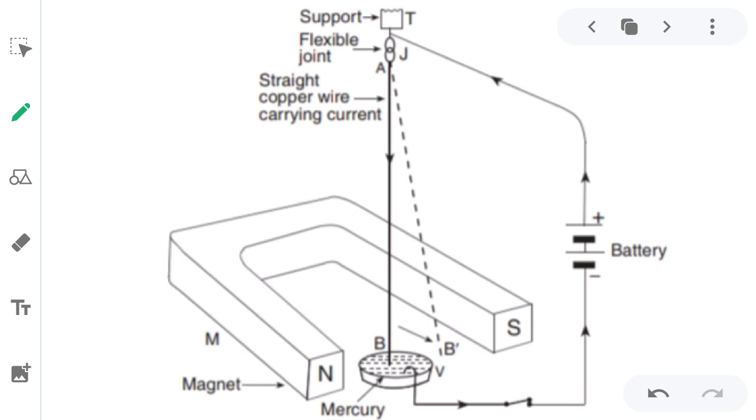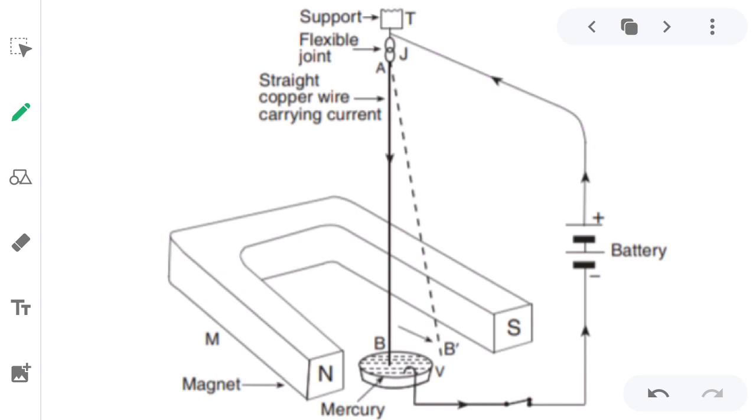And if it is parallel, then no force will act on the current carrying conductor, because both the magnetic fields will be parallel and will not be able to apply any force on each other, and in that case there will not be any movement, so we will not get any mechanical energy from this. So it is very important to have the conductor placed perpendicular to the magnetic field.